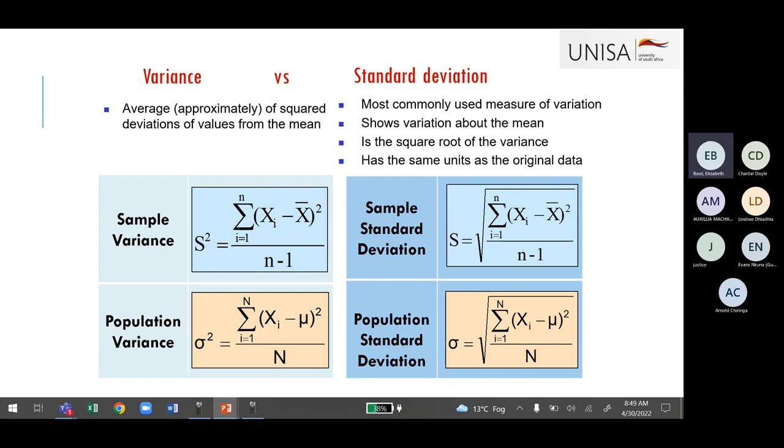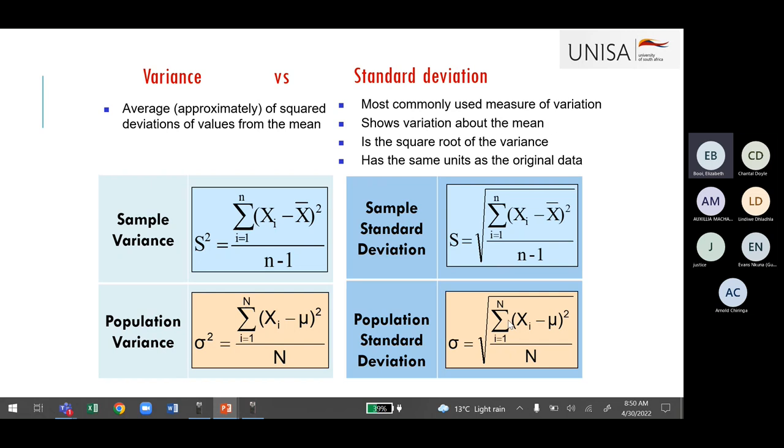And like I said in the beginning, it is the square root of your variance. So if you calculated the variance and you are asked to calculate the standard deviation, you don't have to go and do the same calculation again. That takes forever. You just take the square root of the variance, and that will give you the standard deviation. So the sample standard deviation is denoted by an S, and the population standard deviation is denoted by a sigma, as you can see.